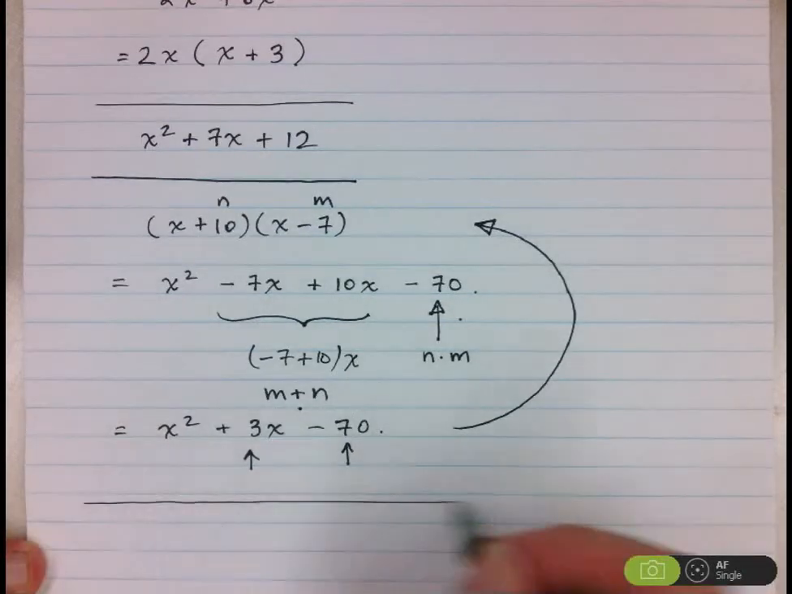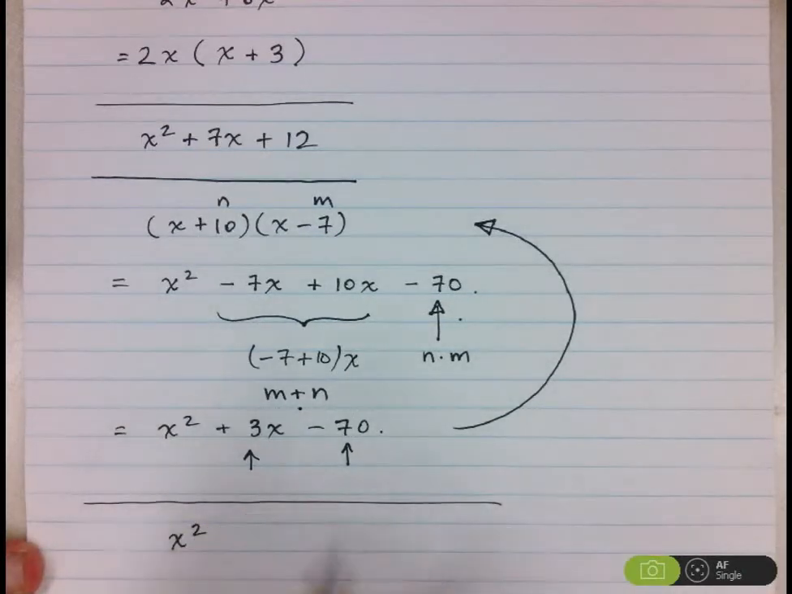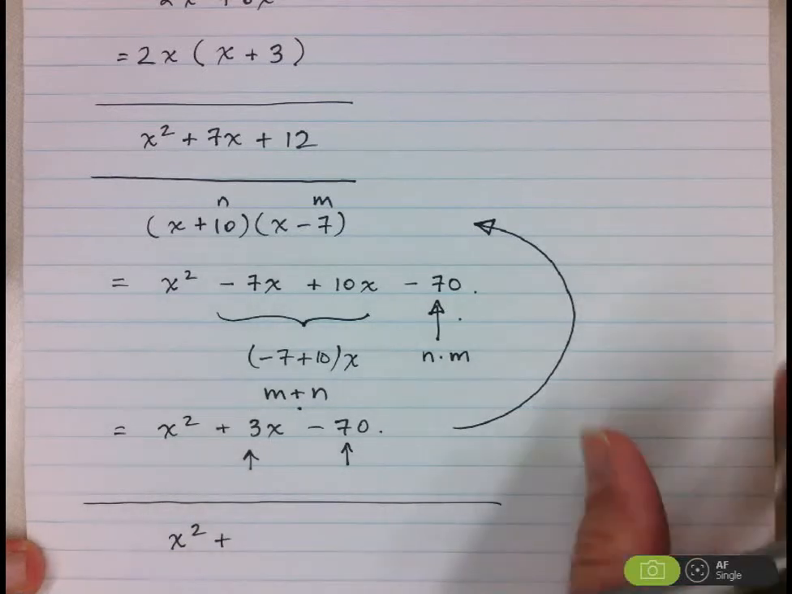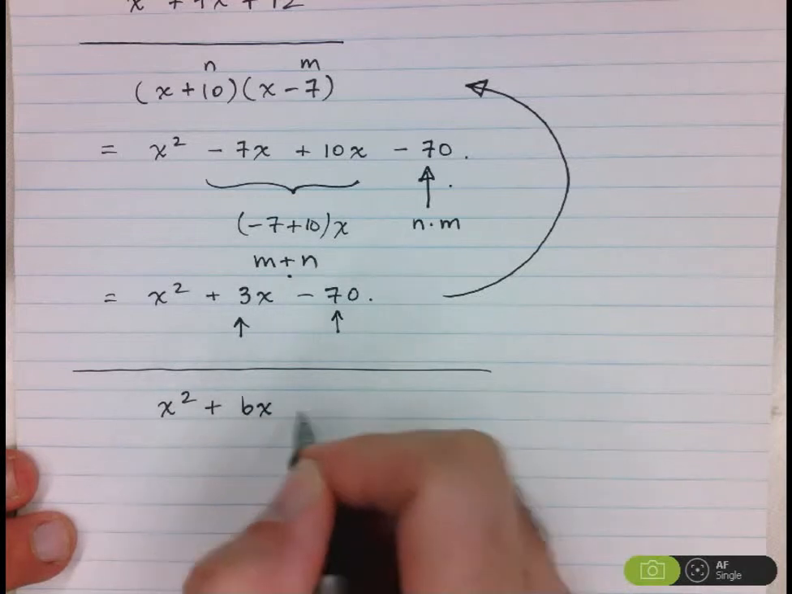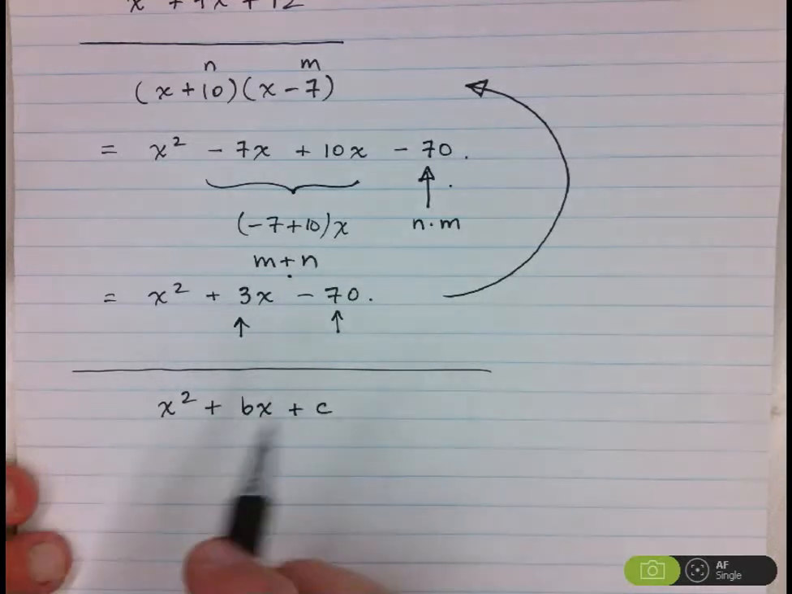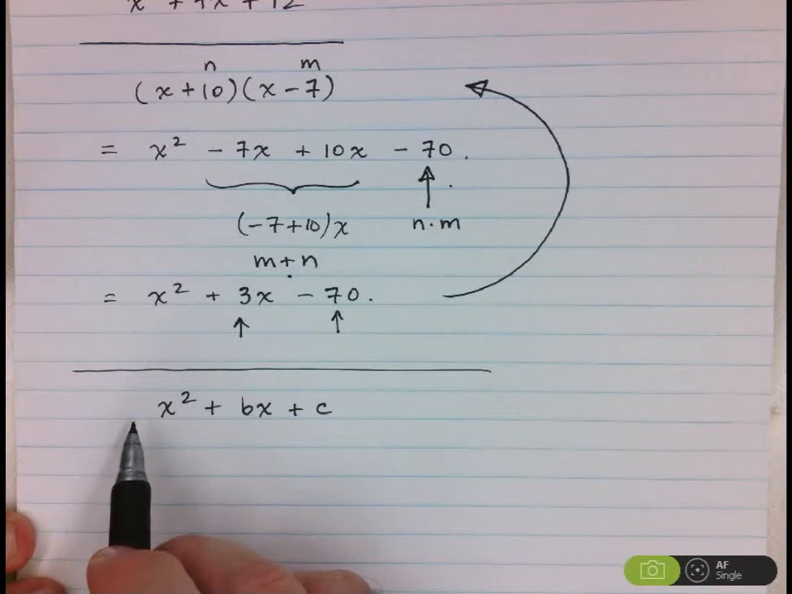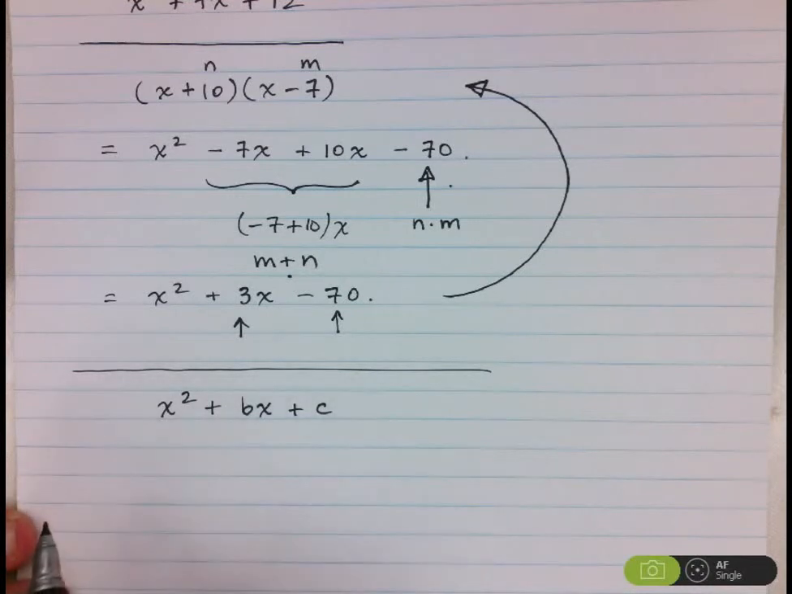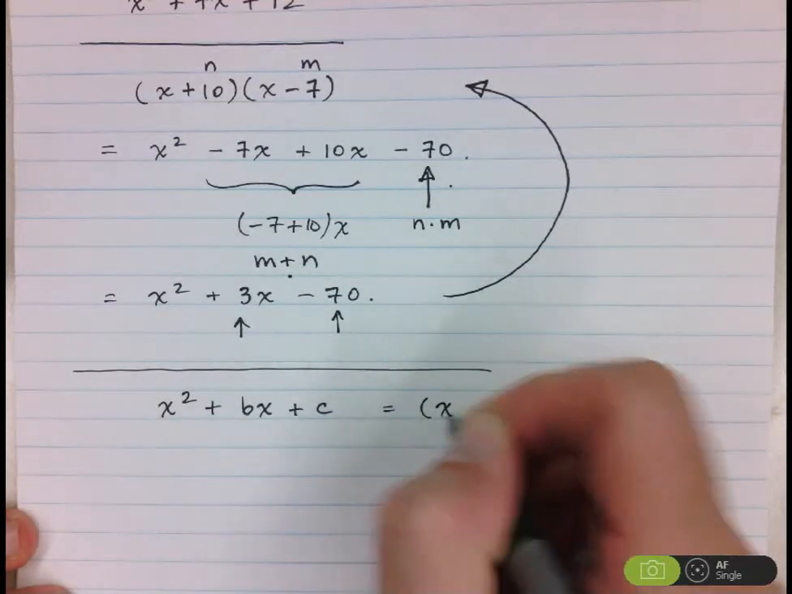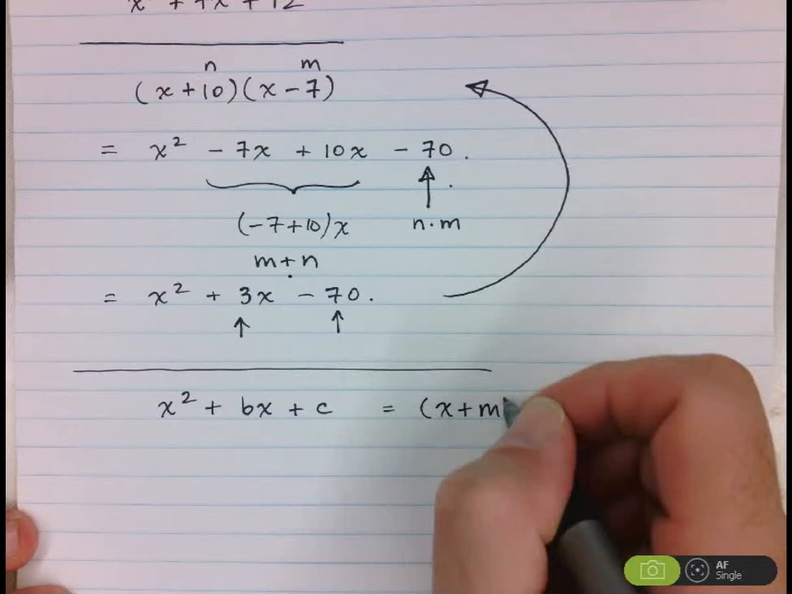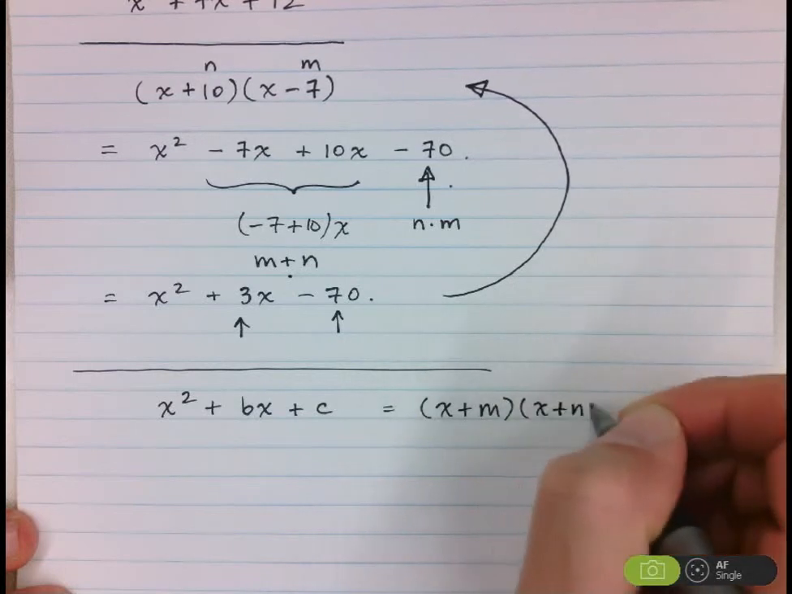So if I have x squared plus, and let's try to come up with a rule that's more general, x squared plus bx plus c, you'll notice there's no coefficient in front of the x squared. We are going to find ways to factor expressions that do have a coefficient on the x squared. It's just a little more complex, so we're going to save that for afterwards. And I want to rewrite this as (x plus m) times (x plus n).